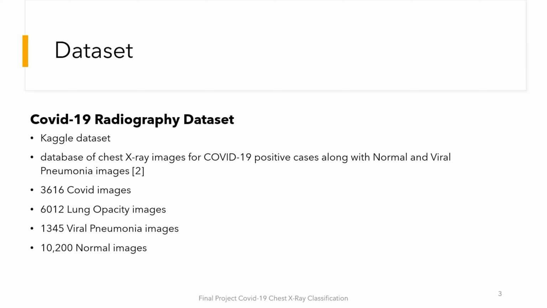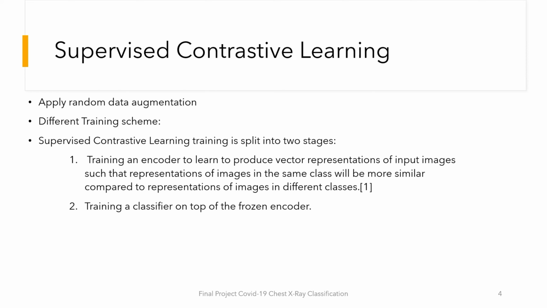And this is going to be a little different compared to normal classification problems. The first thing we have to do is apply random data augmentation. And this is to essentially showcase the differences between the classes, as well as show the similarities between the classes. And then there's going to be a different training scheme, and this different training scheme is split up into 2 different stages.